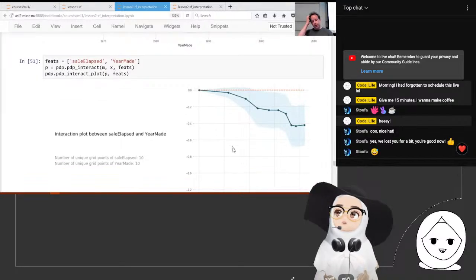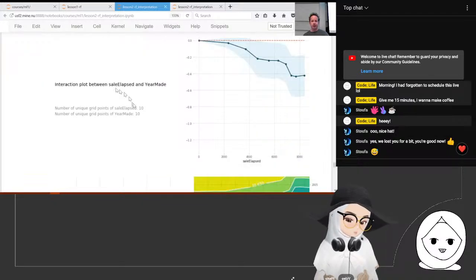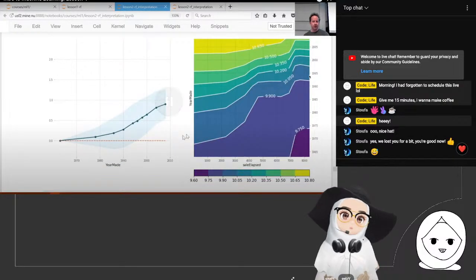So you can also do the same thing in a PDP interaction plot. And a PDP interaction plot, which is really what I'm trying to get to here, is like how does sale elapsed and year made together impact price. And so if I do a PDP interaction plot, it shows me sale elapsed versus price. What is that?